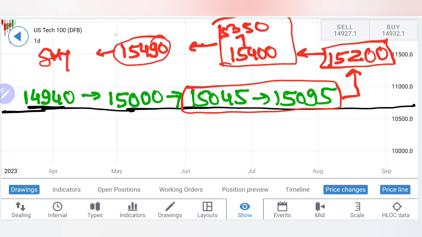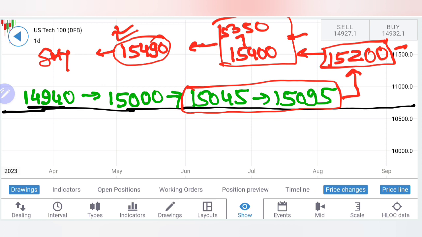I do not see Tech 100 breaking beyond this zone next week at least, and maybe in the near future as well. So if you see it at around these levels, these are also the levels where you can try to initiate a sell entry for the month of September. Possibly we can see a bearish month. So this is what you can expect.